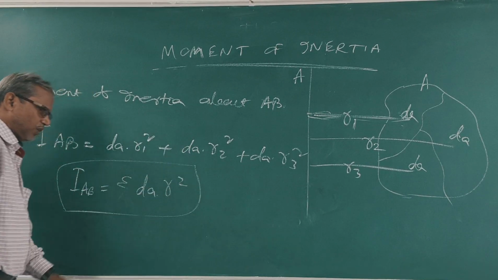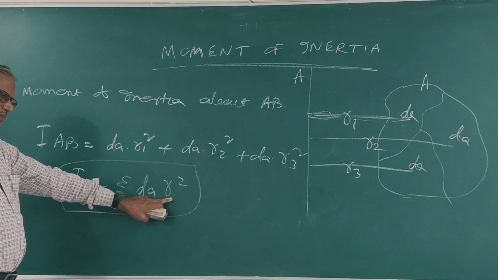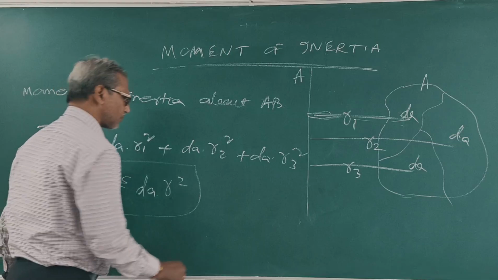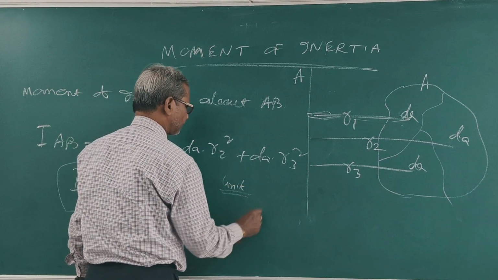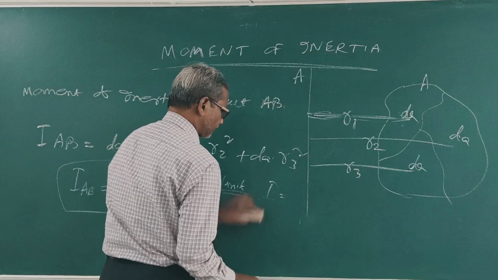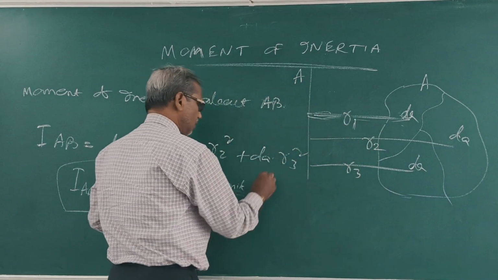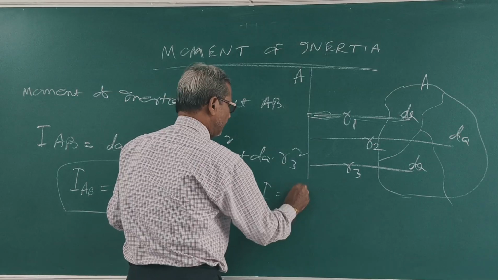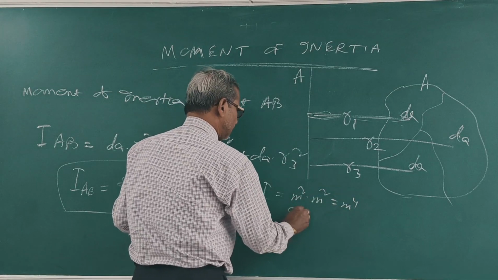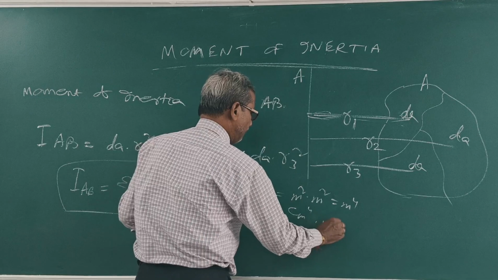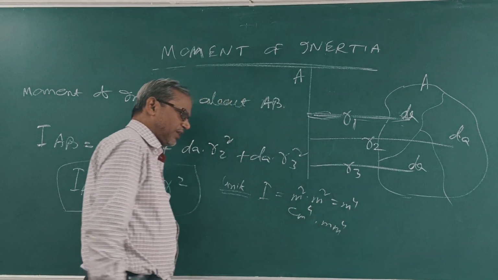Clear? What is the unit? dA is area, meter square. So what is the unit of moment of inertia? I is equal to area into distance square, so meter fourth, cm fourth, mm fourth. Clear? Unit of moment of inertia.